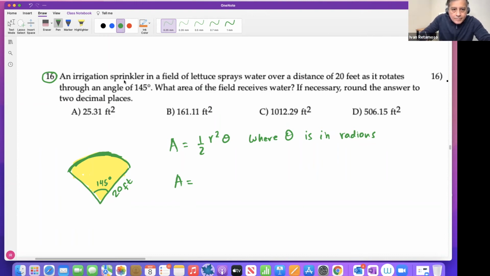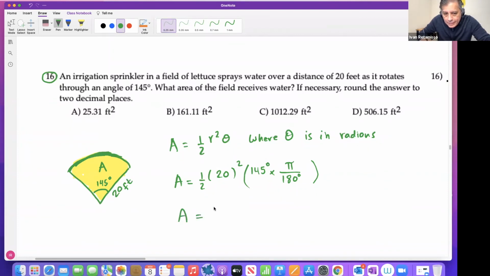Okay, guys, let's do it together, so we can see more forms. Area will be equal to 1/2 times r squared, but the radius is 20, so 20 squared times theta. Theta is 145 degrees, but remember, we have to convert this to radians for this formula to work. So we multiply 145 degrees times 180 degrees on the bottom, pi radians on the top. Therefore, area should be equal to what?